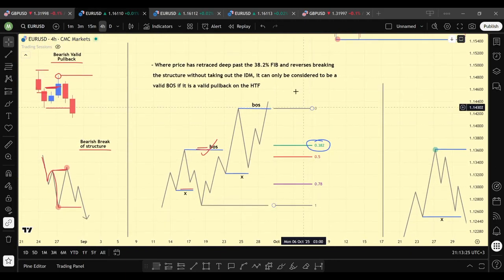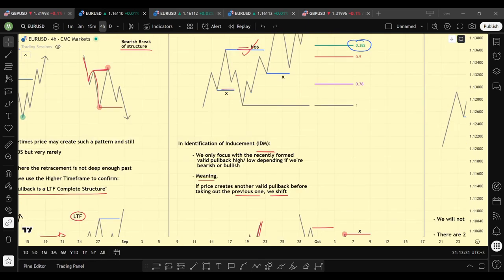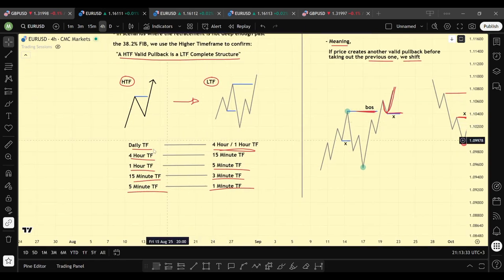So in that case, it can only be considered to be a valid break of structure if it is a valid pullback on the higher time frame. And here is the time frame that I was showcasing. This one is the external structure and this one is the internal structure, or this is the higher time frame and this one here is the lower time frame. If the daily is the higher time frame, we will be using the 4 hour or the 1 hour as the lower time frame.